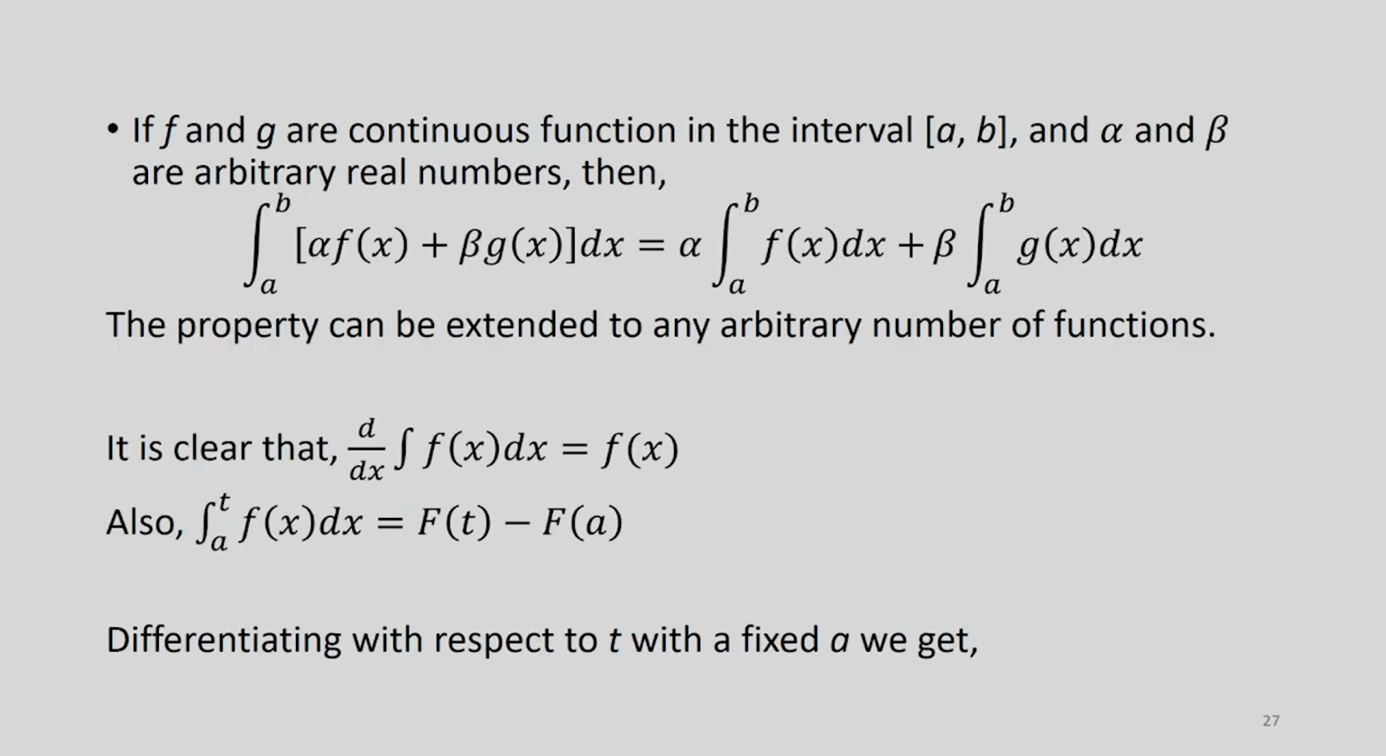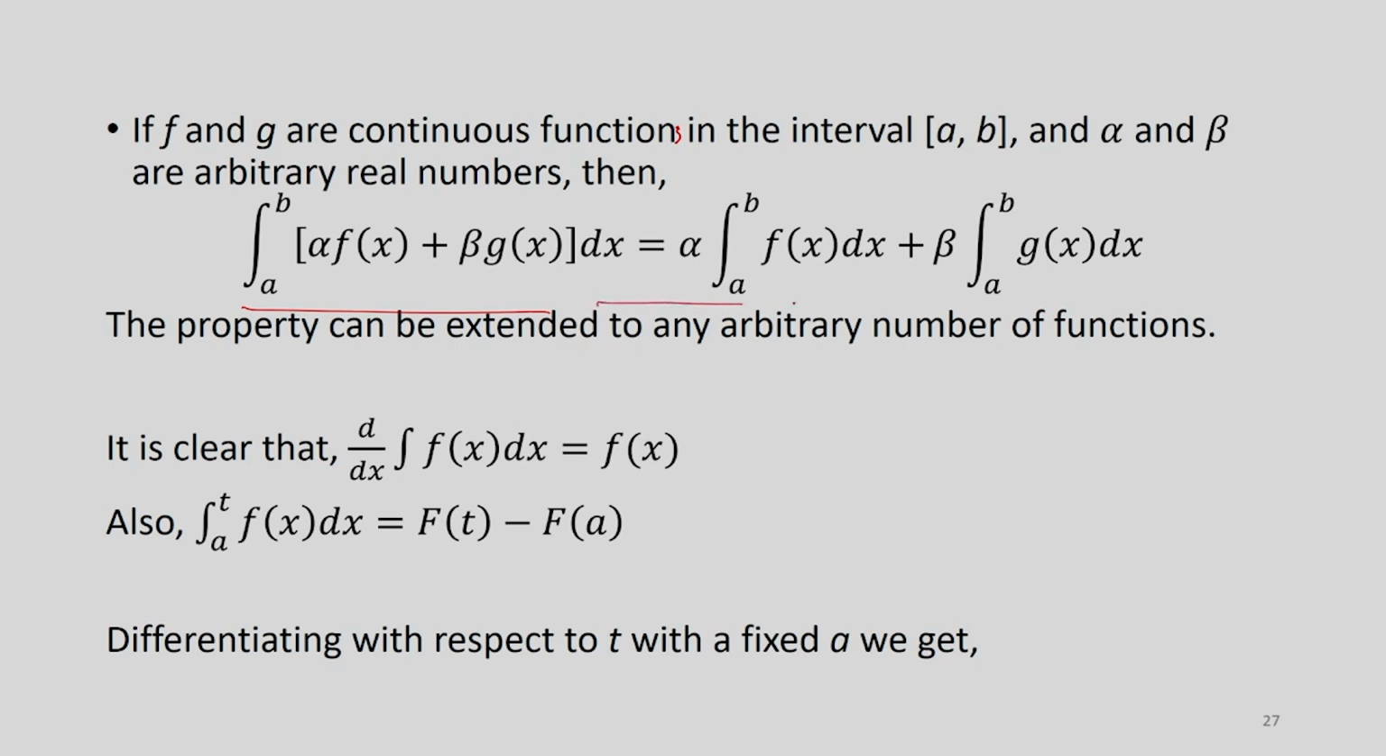If f and g are continuous functions in the closed interval a to b, and alpha and beta are arbitrary real numbers, then we have this property: the integration of alpha f(x) plus beta g(x) dx from a to b is equal to alpha times the integration of f(x) from a to b plus beta times the integration of g(x) from a to b.